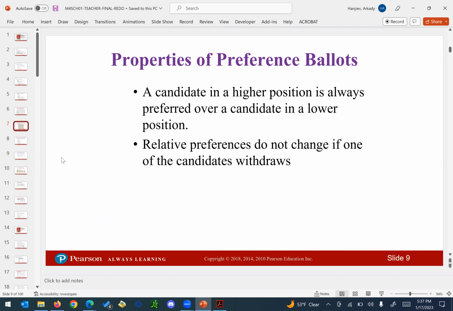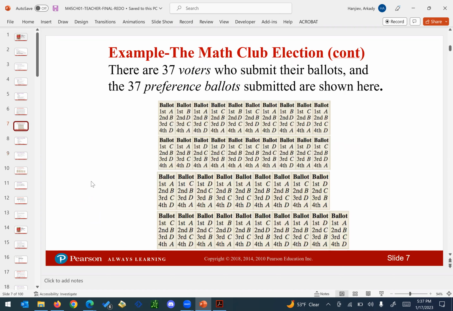for our math class society president. There it is, there are our 37 ballots. Notice ballot number 1 says A, B, C, D, and this one over here, A, B, C, D, is the same exact ranking. So this ballot and this ballot, 2 out of the 37 people that voted, had the same exact order. So we can actually just stack all the ones that are the same on top of themselves. And that's the first thing that happens here.